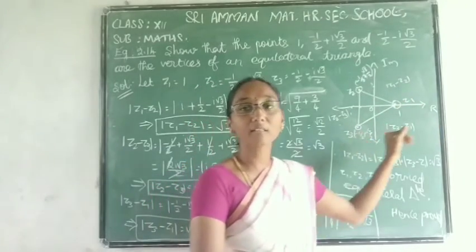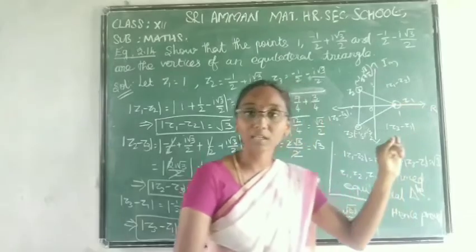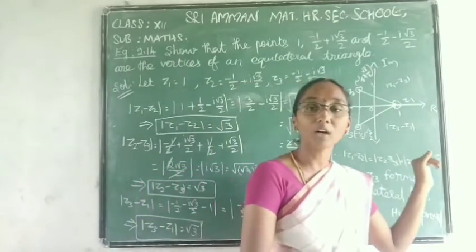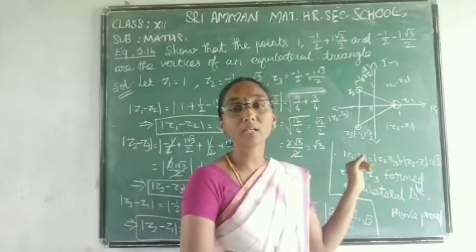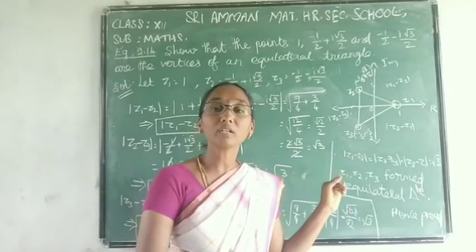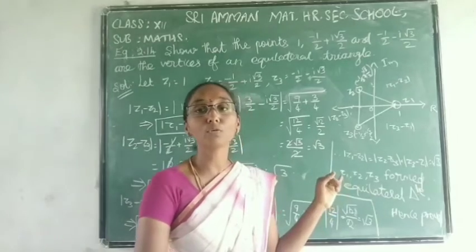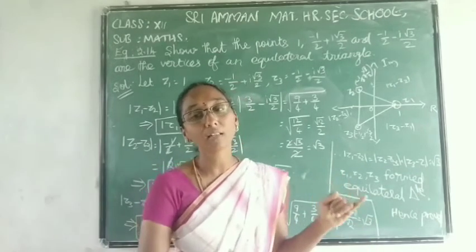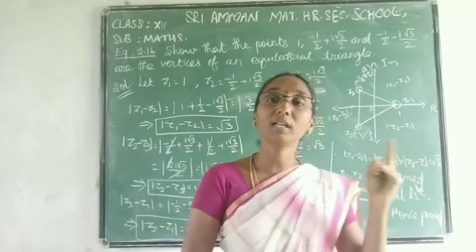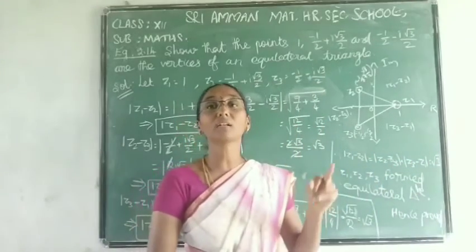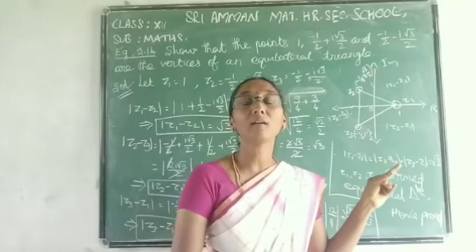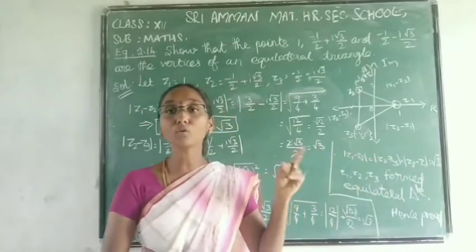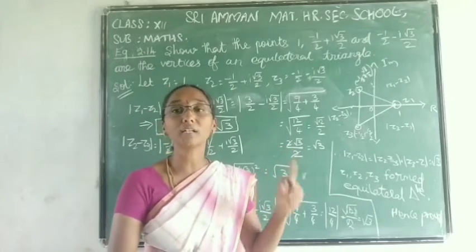Joining these three points, we get a triangle. We want to prove these three points are vertices of an equilateral triangle. Equilateral triangle means all the sides are equal. If the lengths of the sides of the triangle are equal, then it is an equilateral triangle. Again and again I repeat to you, listen carefully and then write it.